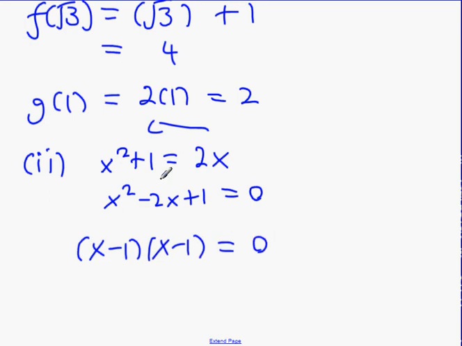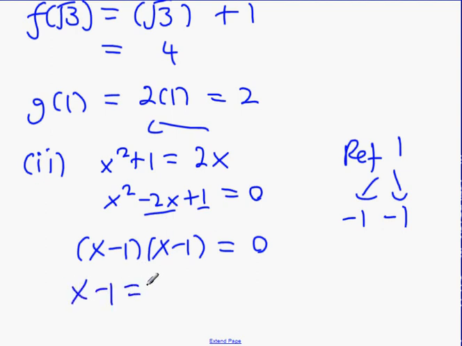Type 1. The reference number is 1, and the two numbers that multiply to give you 1 are minus 1 and minus 1, and they add to give you minus 2. Do you want me to go over that again? Bring the 2x over, put it in the middle, you get type 1. Type 1 has a reference number of 1. You make up two numbers that multiply to give you 1, but add to give you the middle number of minus 2. That's why it's minus 1 and minus 1. Then you get x minus 1 equals 0, x equals 1.